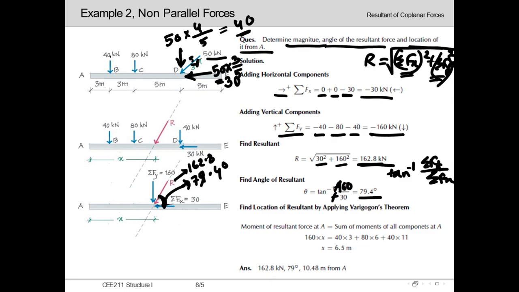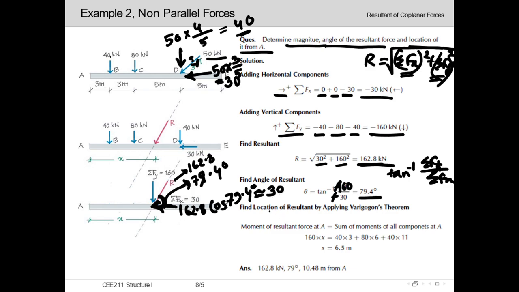So this resultant will have two components. One will be in the x direction and one will be in the y direction. The x directional component will be simply 162.8 cos 79.4 degrees. If we want to see the value, 162.8 cos 79.4, we can see that the value will be 29.94. It's simply equivalent to 30.